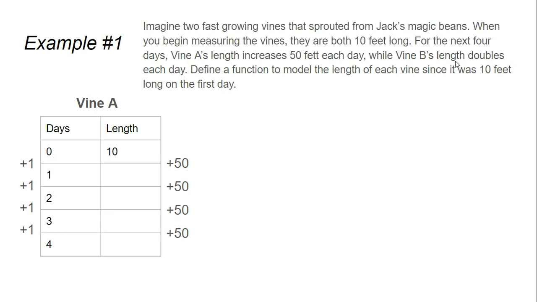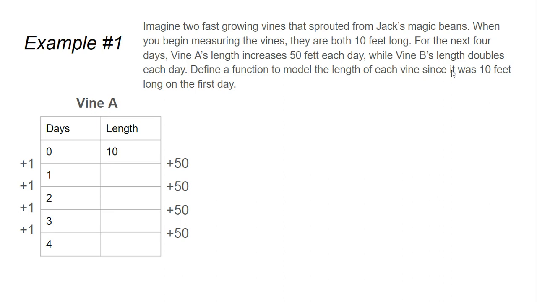Imagine two fast-growing vines that sprouted from Jack's magic beans. When you begin measuring the vines, they're both 10 feet long. For the next 4 days, vine A's length increases 50 feet, I apologize, each day, while vine B's length doubles each day. We're going to be defining a function to model the length of each vine since it was 10 feet long.